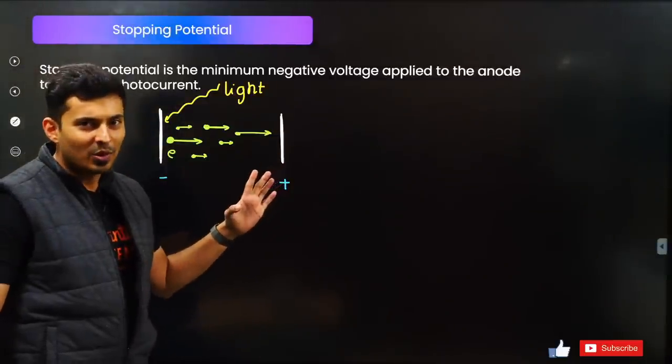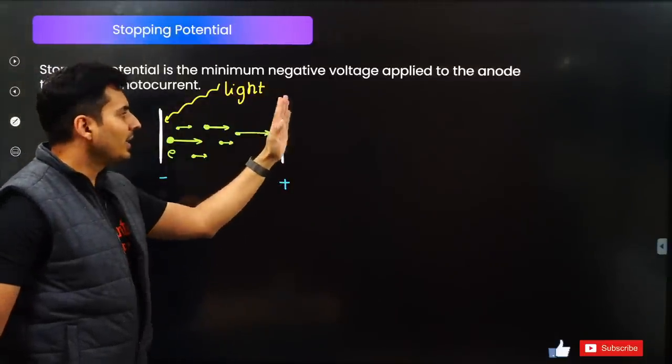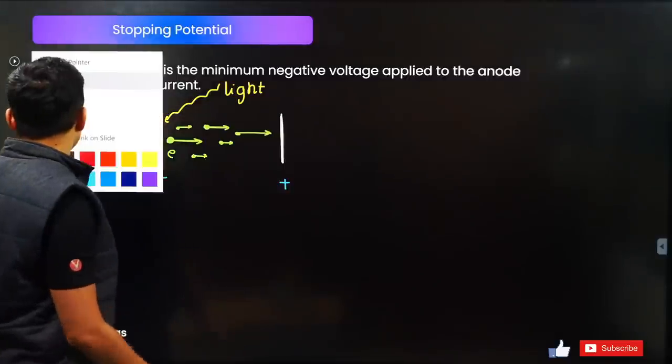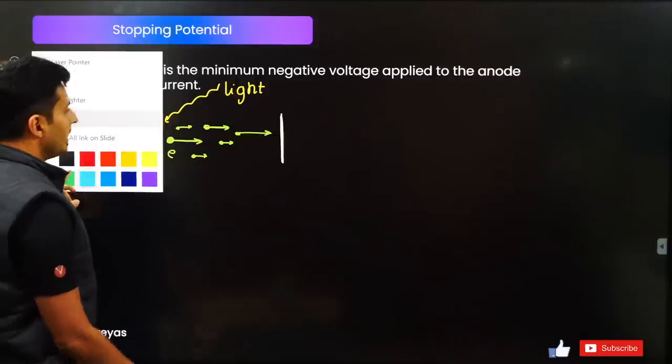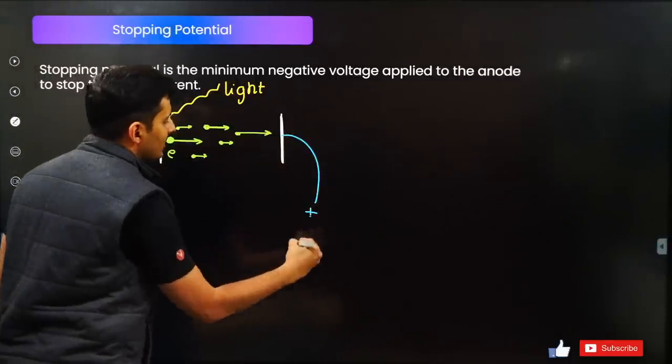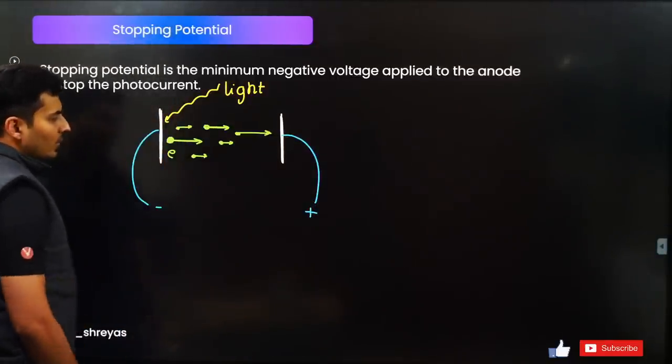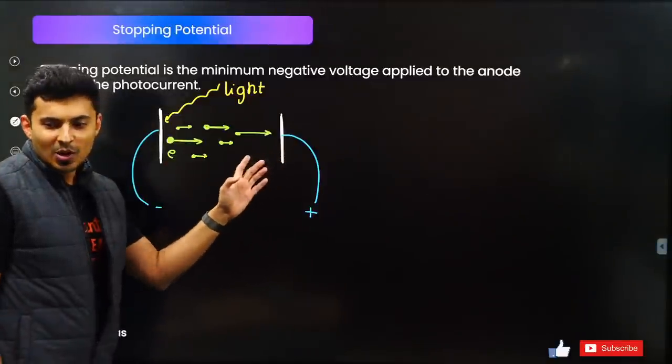What do you think will happen? Come on, answer in the chat box. Think logically. This plate is connected to the positive side of the battery. Just think about it. This side is connected to the positive side of the battery, and this side is connected to the negative side. What do you think will happen, guys?